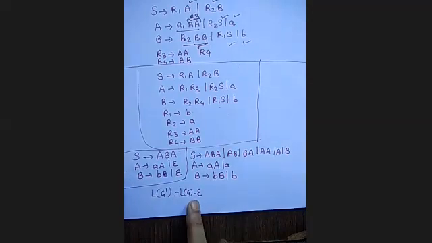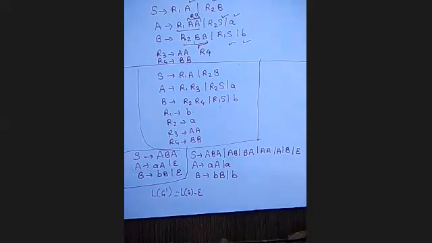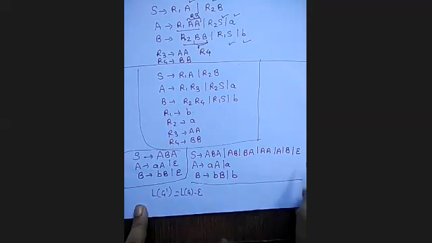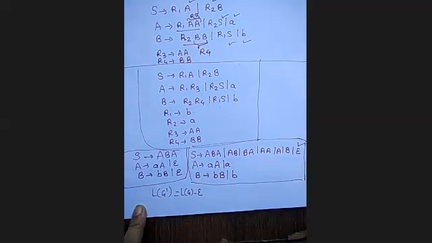But here the start symbol is generating epsilon, so we have to keep this as it is. Don't add epsilon for S only, because if the start symbol derives epsilon, that is allowed here. Now I think it is simple. Can you convert? Keep the S production with epsilon as it is, and for the remaining, solve it and tell me the answer.